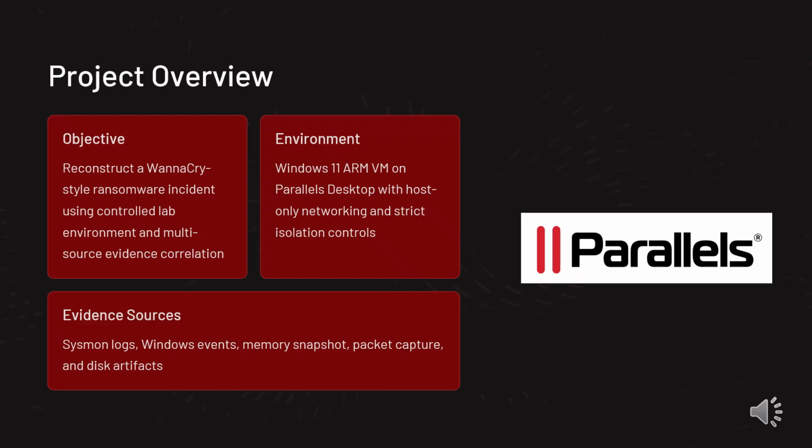Project overview. The purpose of this project was to safely execute a WannaCry-style ransomware sample and document the attack using industry-grade forensic procedures. Ransomware events move extremely quickly. In some cases, encryption starts within seconds. Because of that, our design emphasized proactive instrumentation. We enabled Sysmon logging, timestamp correlation, network capture, screenshot documentation, and a memory acquisition procedure before even running the malware.